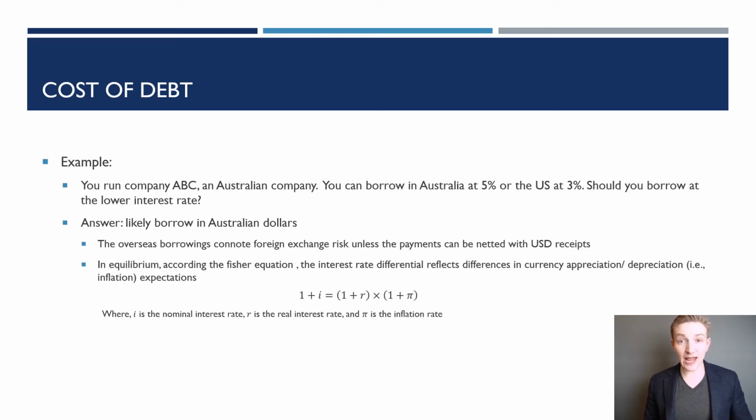So suppose you run ABC, which is an Australian company. You can borrow in Australia at 5% or the US at 3%. The question is, which of these markets should you borrow in? And should you necessarily just borrow in the cheaper market? Now, the answer is that you would probably borrow in Australian dollars. The reason is that's probably where your revenues are coming in, and therefore it will reduce your foreign exchange risk if you're able to match up your revenues with your expenses.